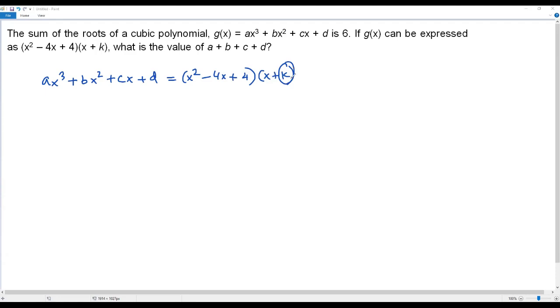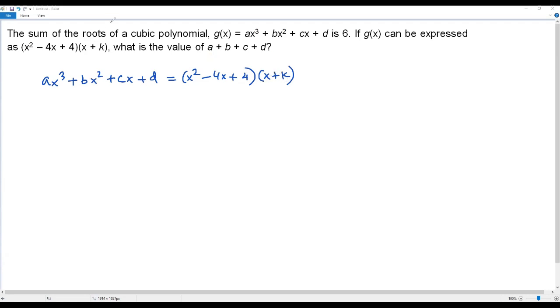Once I get the value of this constant k, I can multiply these two expressions and compare the coefficients of x cubed, x squared, x and the constant term, and get the values of a, b, c and d. Then I'll be able to get the value of the expression a plus b plus c plus d. So now my aim is to get the value of this constant k. How do we get the value of the constant k?